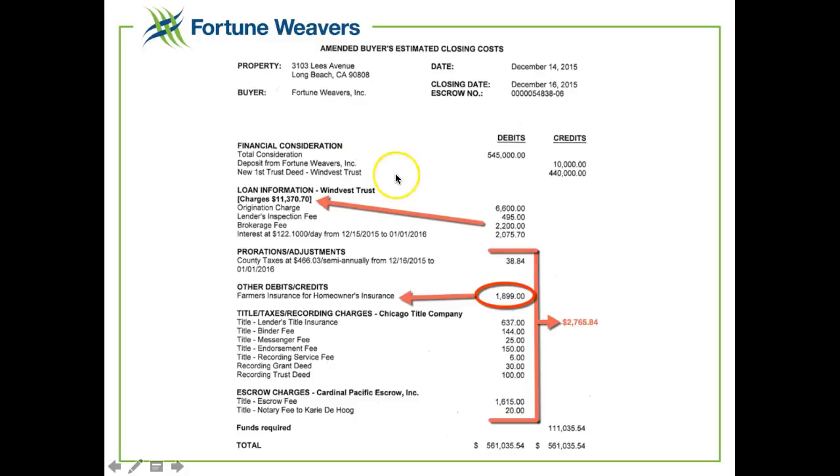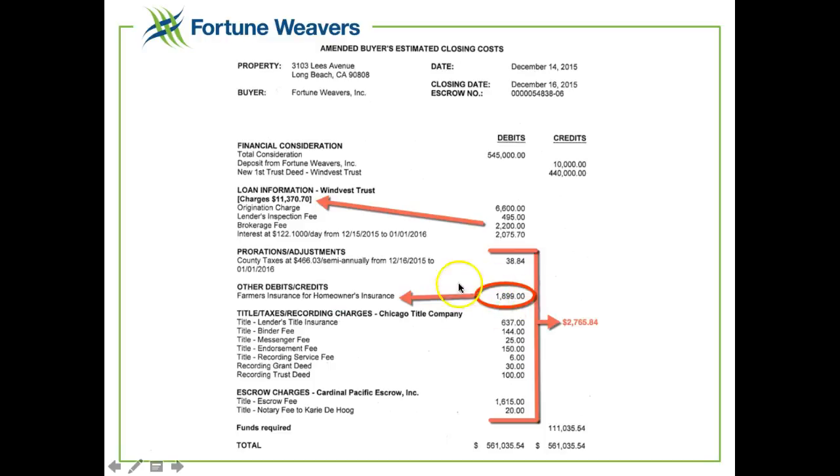This is a property that we did in Long Beach, but this one has a loan tied to it. So let's compare what it's like with a loan or without. So here we have the origination charge, the lender's inspection fee, which is the appraisal, broker fees, and interest, $2,075. So really the 2 points is 2 times 440,000, which is 880, and you can tell they broke that up here between this origination and then what they called a broker fee. So 6,600 and the 2,200 equal those points that we talked about earlier.